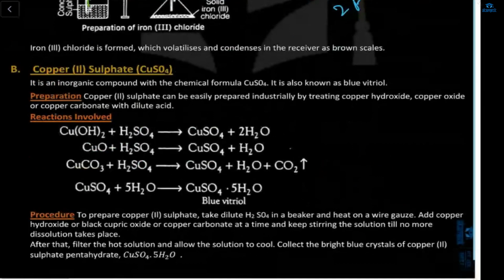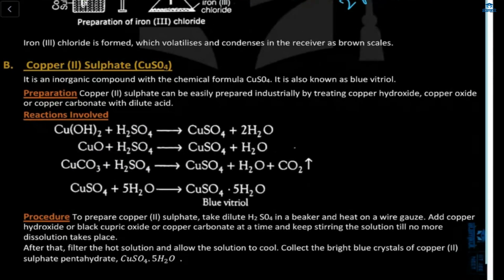Okay, so now the second one is copper sulfate, which is CuSO4. It is also known as blue vitriol.